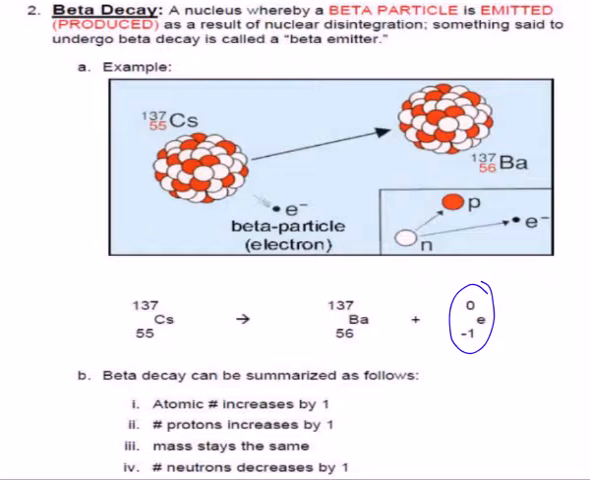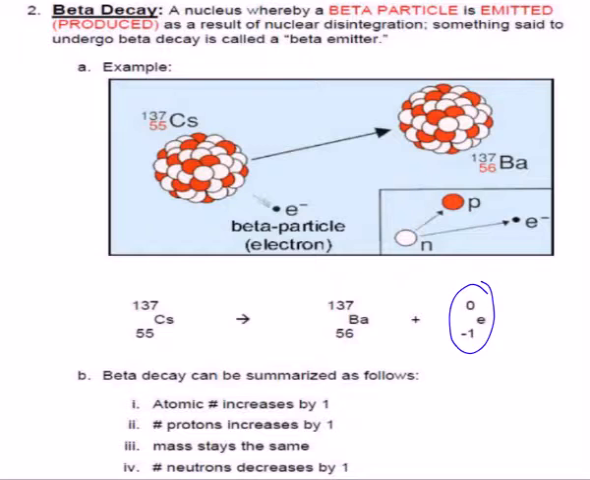As a result of nuclear disintegration, something is said to undergo beta decay. It's called a beta emitter. Okay, so it gives off that beta particle. You can summarize this as the following, guys. The atomic number is going to increase by 1. Protons increase by 1, but the mass stays the same.